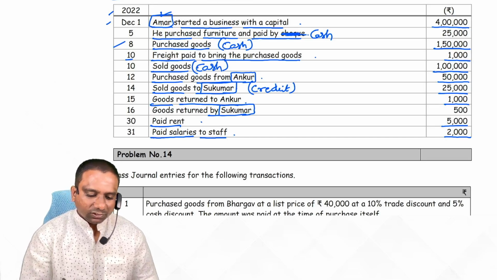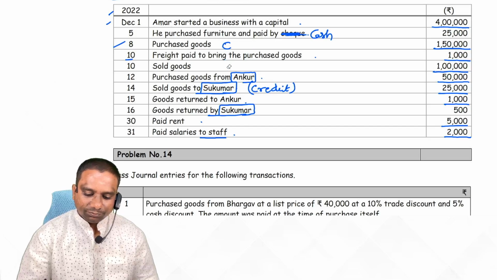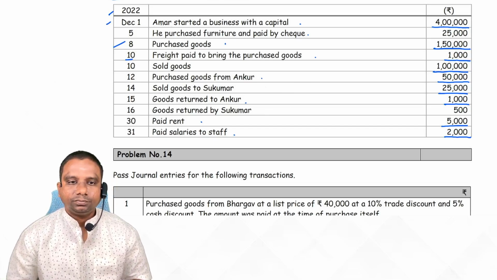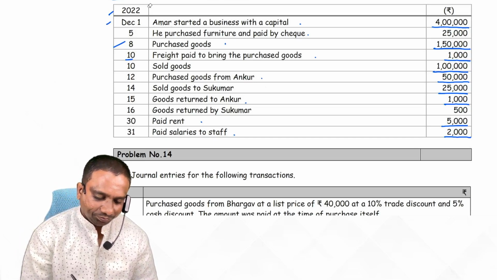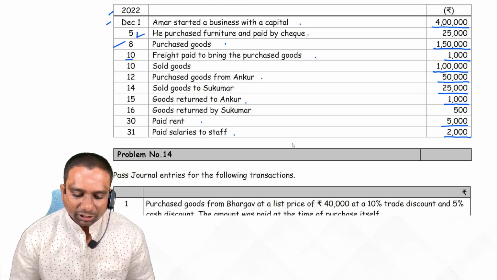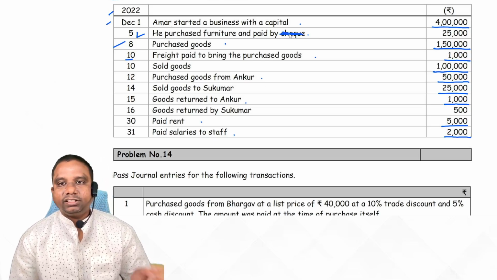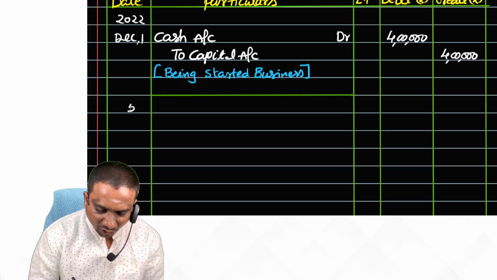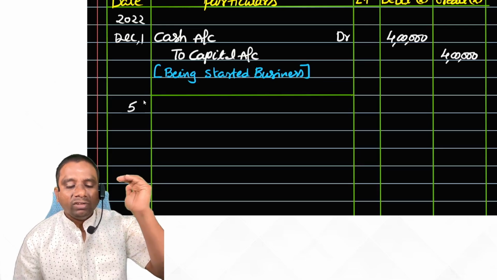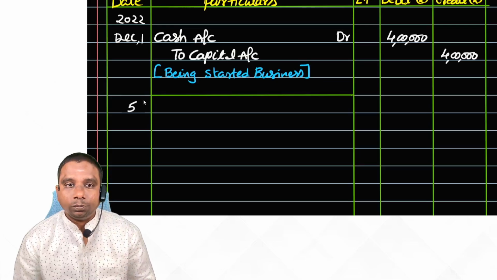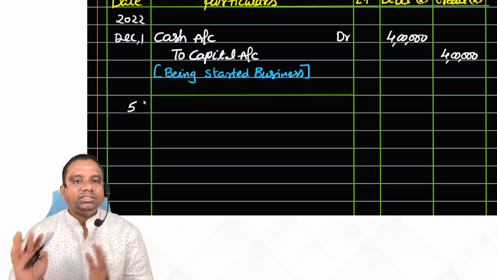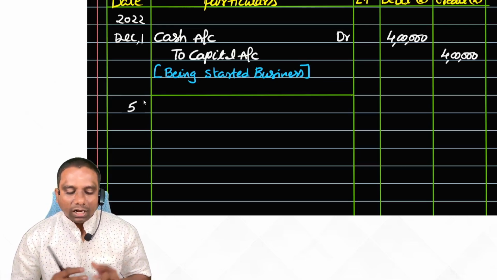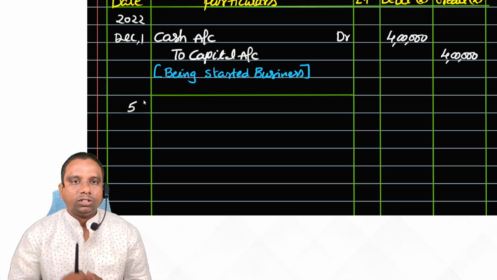Second one. Observe. The next transaction is December 5th. Purchased furniture and paid by cash. Just make a correction: paid by cash 25,000. So, how do we record the entry? December 5th. This time you need not write the year again because we have already written the year and month at the top. We change the year only when the year changes, and the month only when the month changes. These transactions happened in the same month. And don't forget, we should write the entries in chronological order, that means date by date.